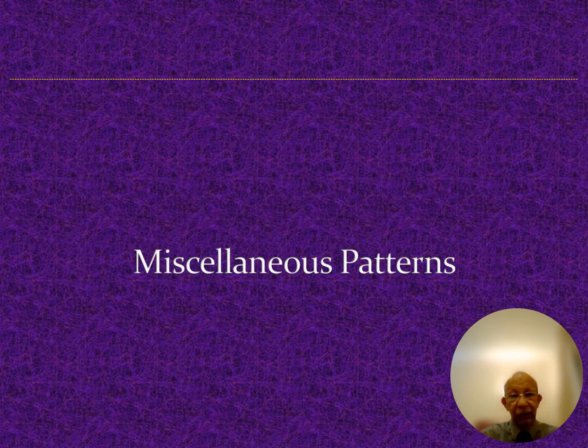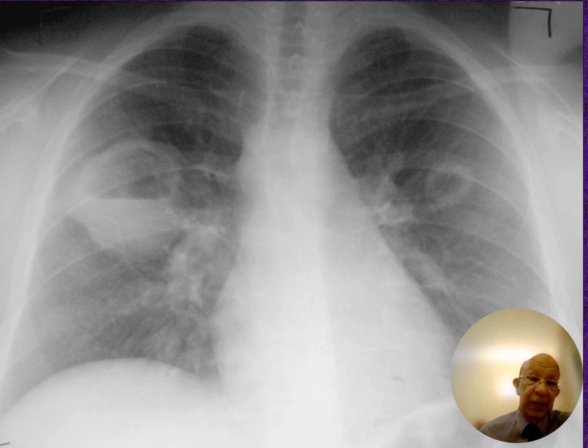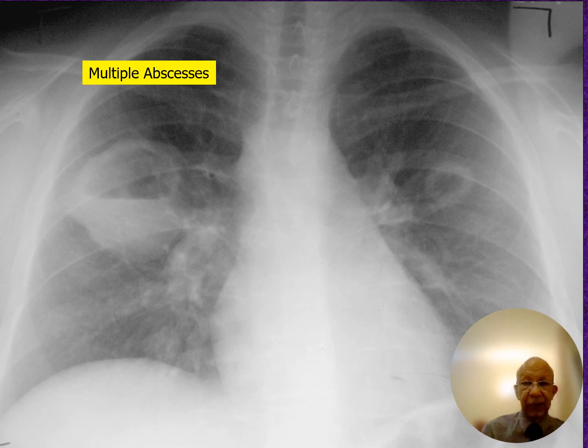Okay, now I'll just go through some miscellaneous patterns. Right now, this is typical of a lung abscess with a fluid level. There is more than one, multiple. There is another cavity there, right? And this is the fluid level. So this is lung abscess.